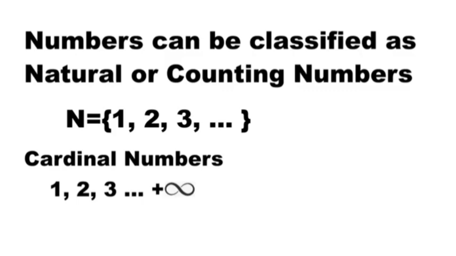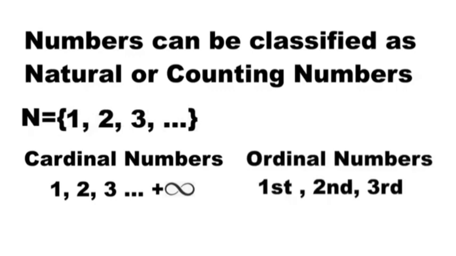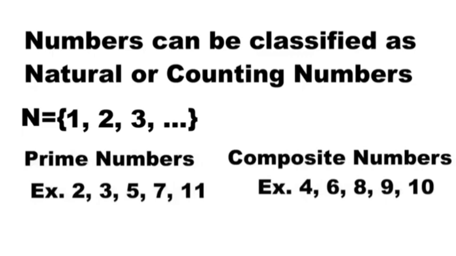Under the natural counting numbers, the other is the ordinal numbers. These are used in ordering, such as first in the order, second, third, fourth. Also under the natural or counting numbers are the prime numbers, numbers that have only two factors, 1 and itself.